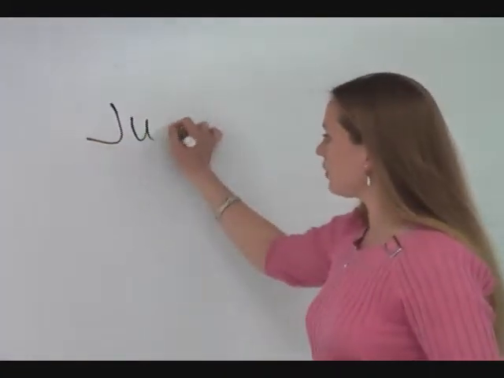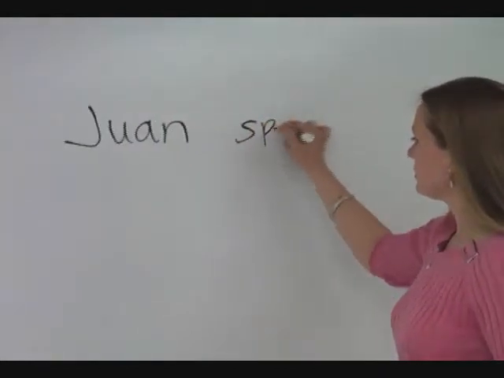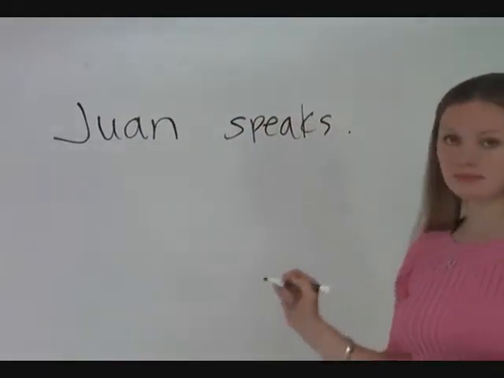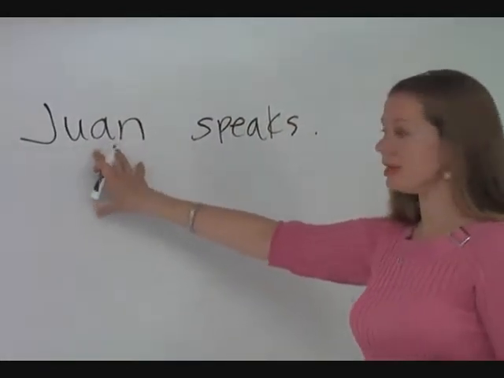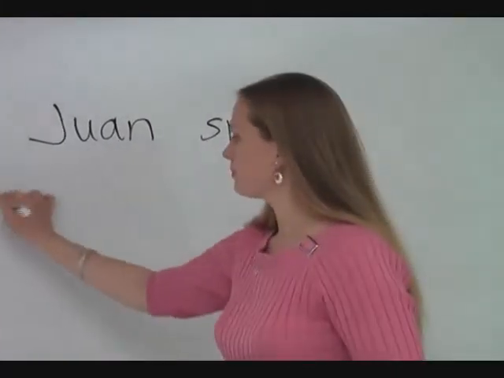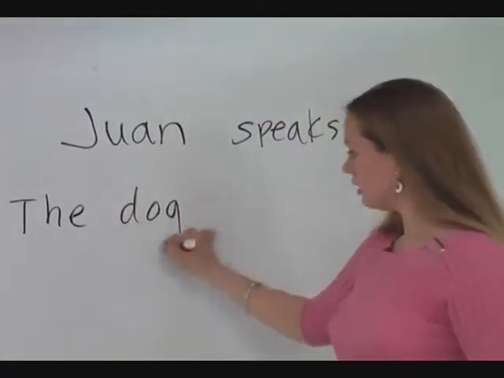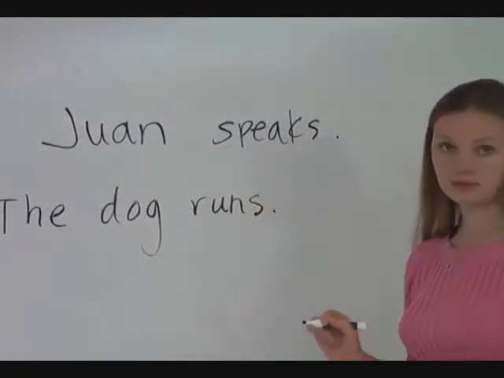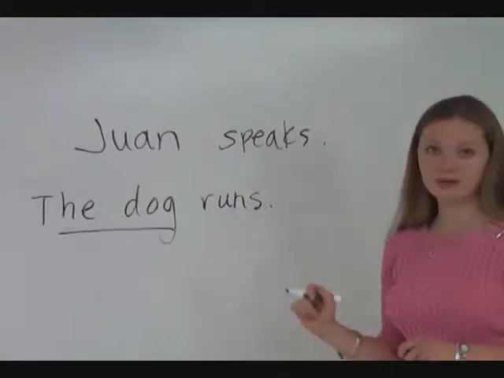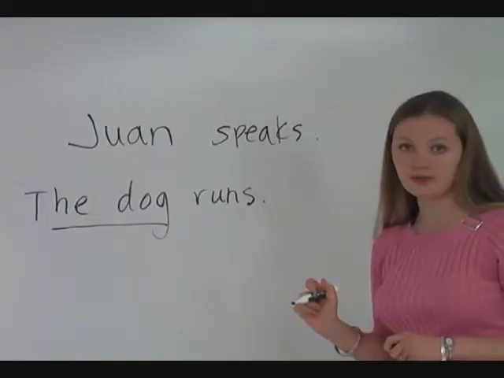Now, before we go into subject pronouns, let's discuss what a subject is in English. In an English sentence, the subject is the person or the thing who's doing the verb. Por ejemplo, Juan speaks. Juan is the subject because he's the one doing the verb. The dog runs. The dog is my subject because the dog is doing the verb.